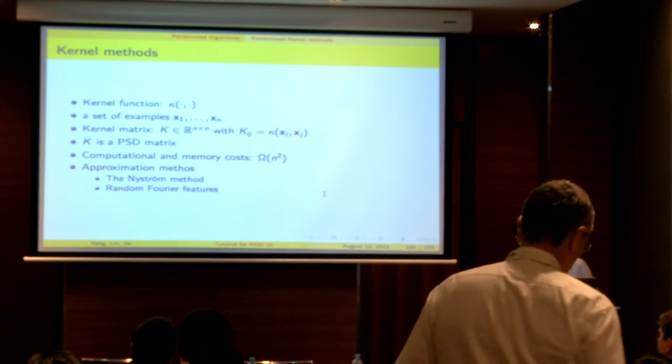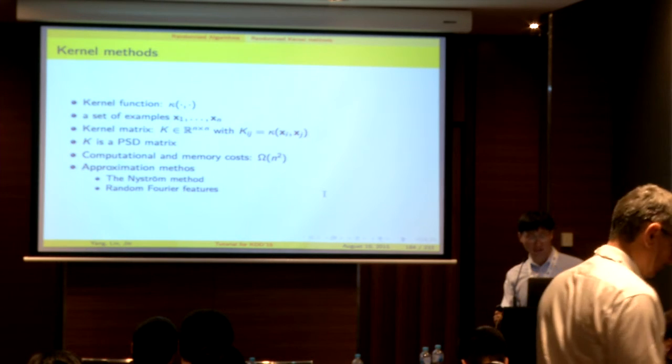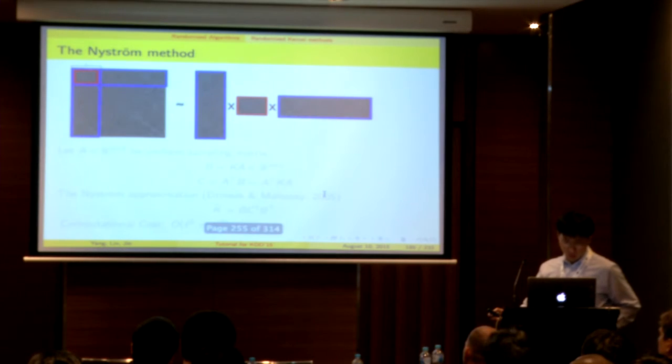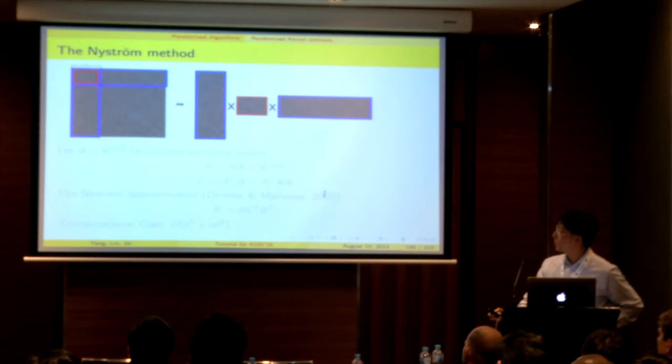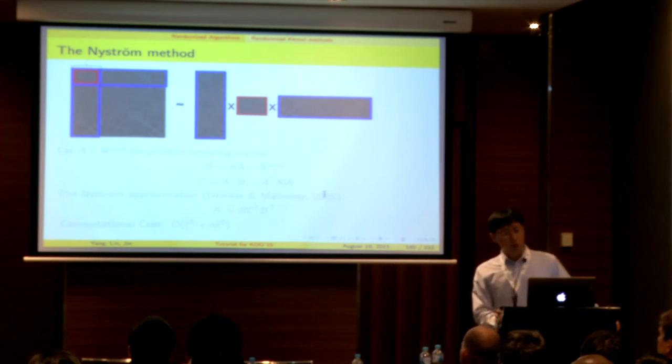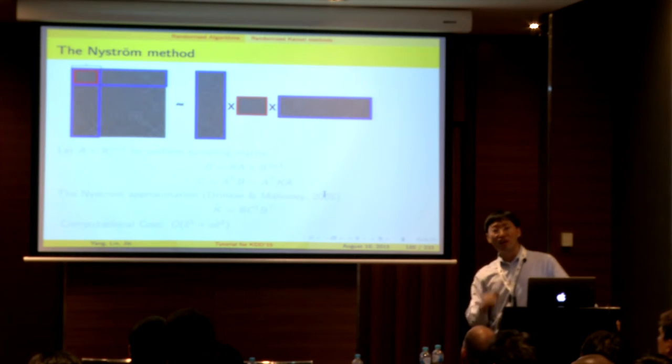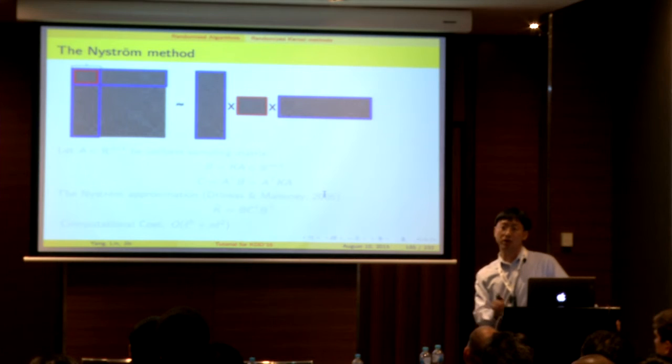The first is the Nystrom method. The second one is random Fourier features. Let's first talk about the Nystrom method. The idea is actually very simple. We do not want to compute all the entries in the kernel matrix. We only want to compute partial entries of the kernel matrix.